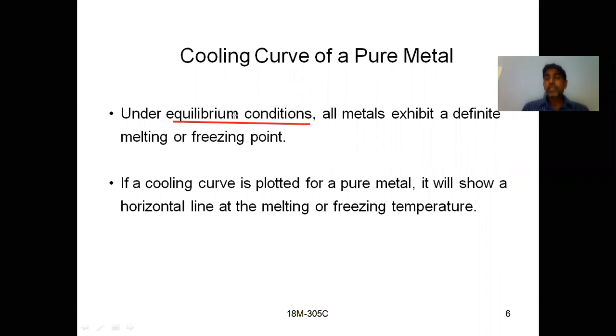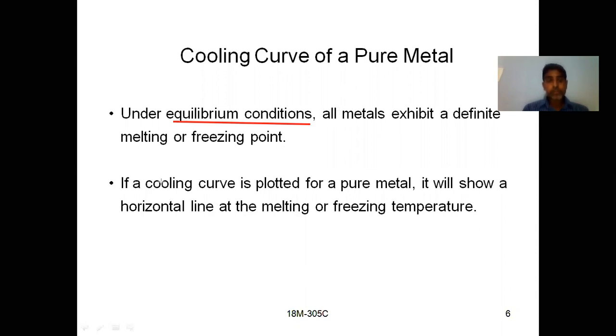In equilibrium conditions, all metals will exhibit a definite melting zone or freezing zone. That means you have a definite melting point or freezing point. If it is a solid converting into liquid, you have a melting point. If you have a liquid that becomes a solid, you have a definite freezing point. It means at a particular point it will freeze, so you have a definite value under equilibrium conditions. If the conditions are not in equilibrium, it may change. So we are considering equilibrium conditions.